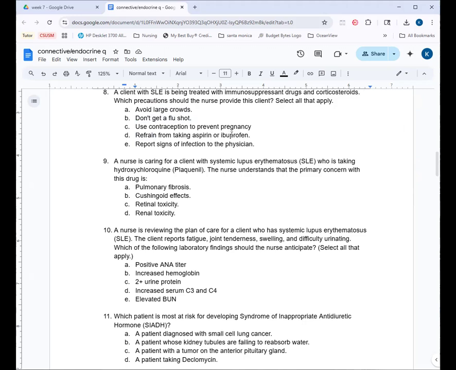You're usually taking immunosuppressant drugs that can hurt an unborn child. So please use contraception and then report any infection to the physician since they're at increased risk of infection.